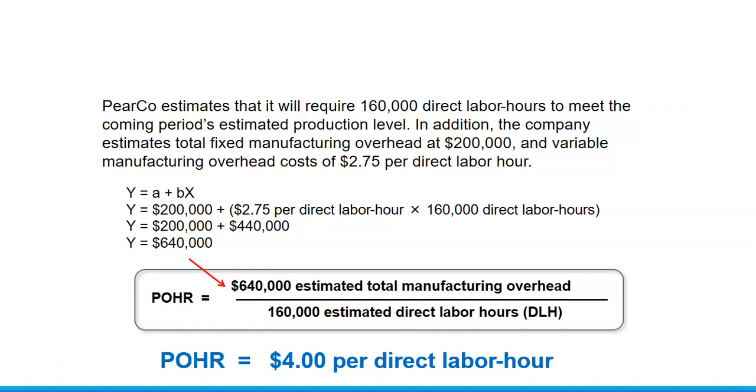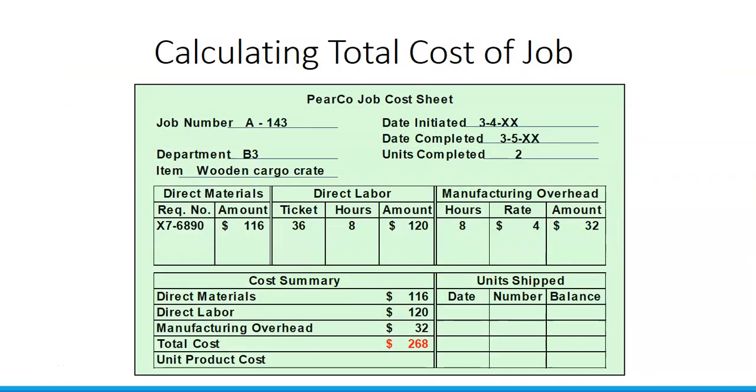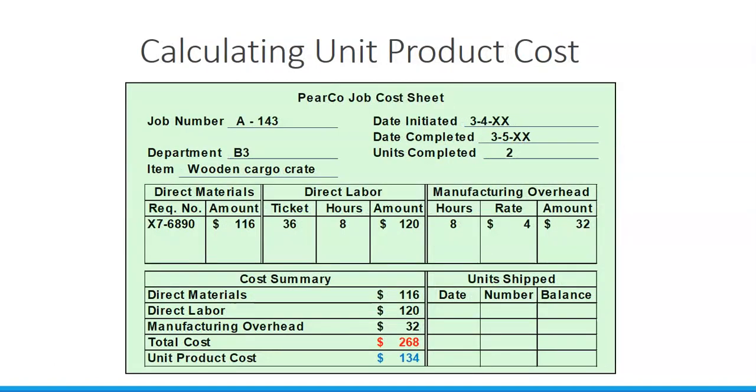That $4 per direct labor hour is the amount that we use when we're allocating overhead to jobs. So the next slide has our job sheet. We had 8 hours of direct labor. Our rate is $4 per direct labor hour. So the overhead that gets allocated to this job is $32. When we're calculating the total cost of the job, we're going to add up all of the costs. So the total cost of this job was $268.